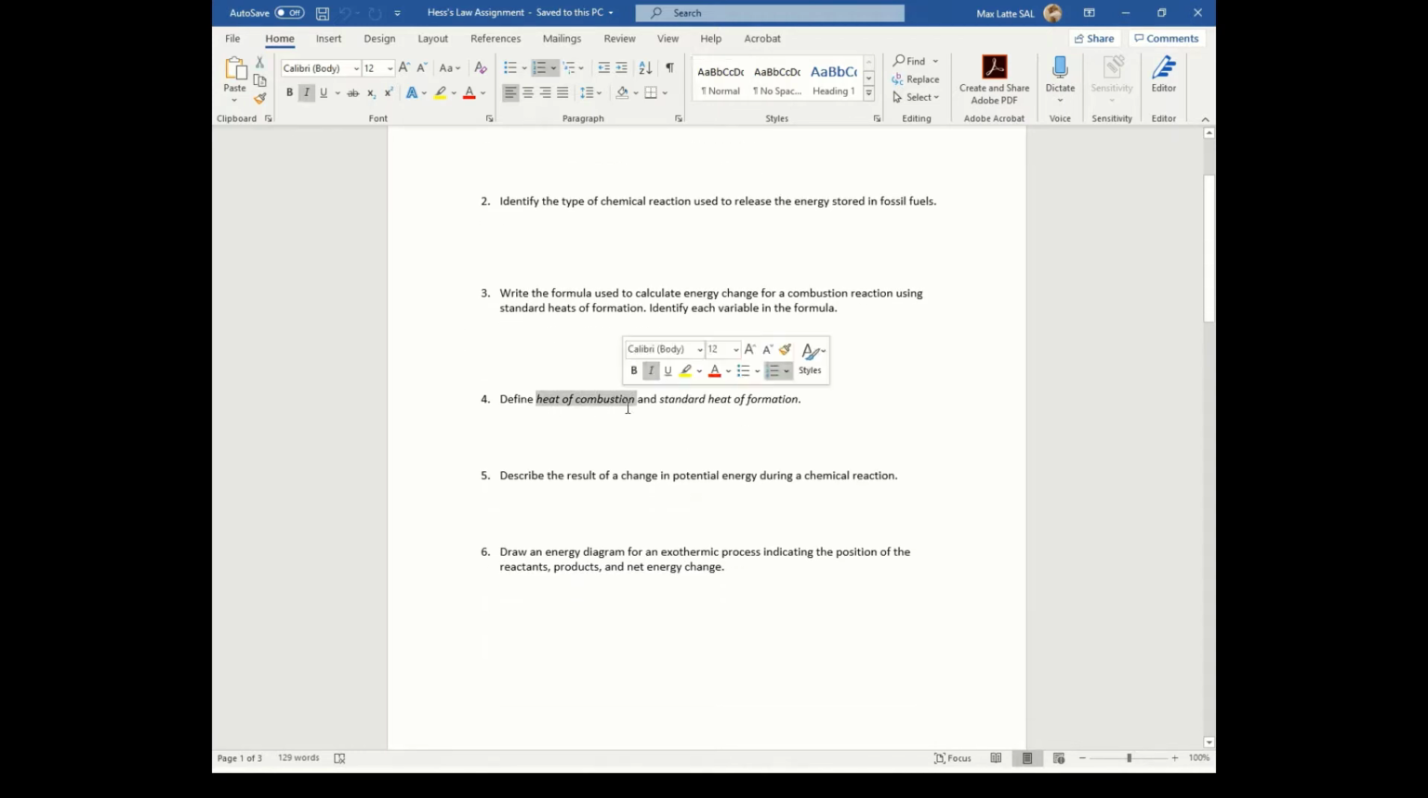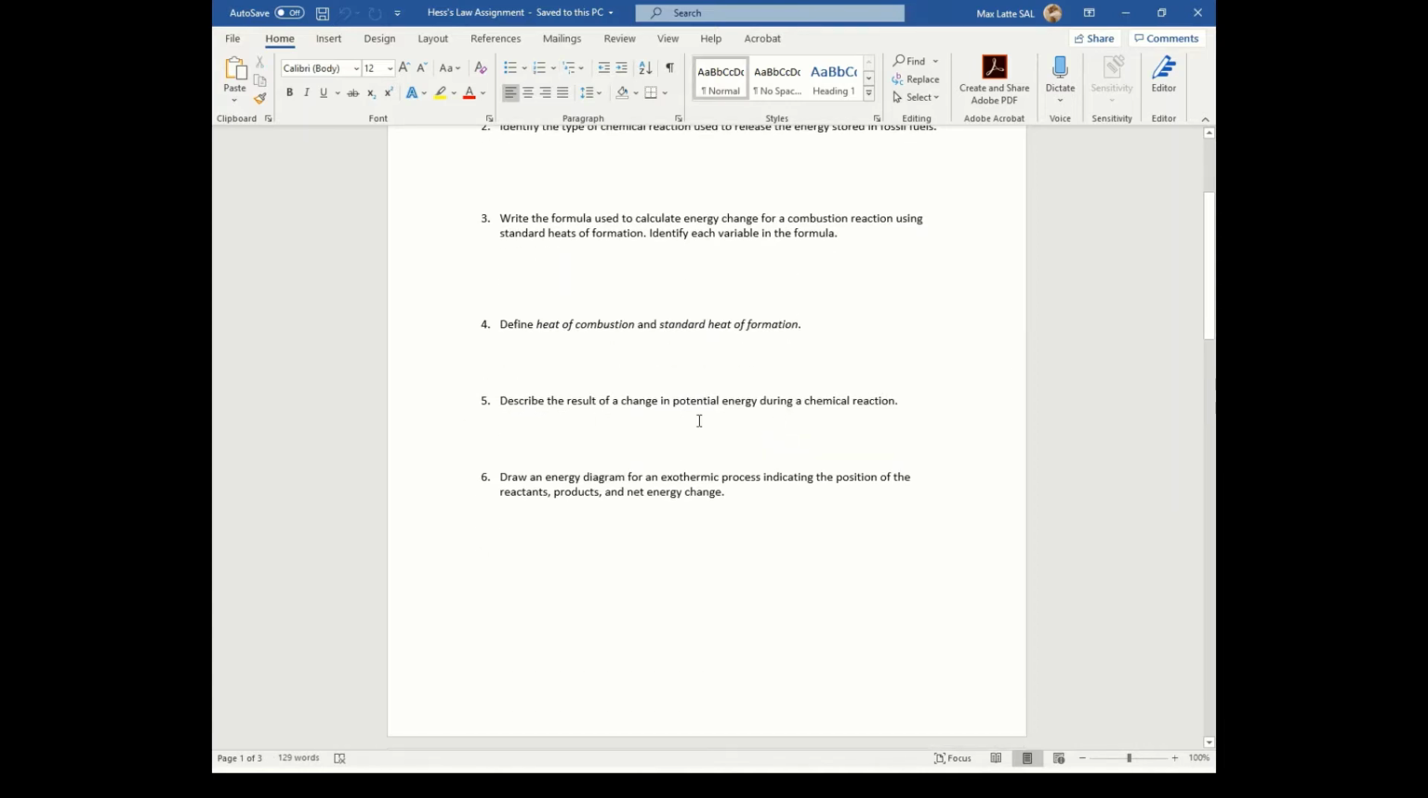Define heat of combustion. So this is heat given off in a combustion reaction where a hydrocarbon reacts with oxygen and makes CO2 and H2O. Standard heat of formation is the heat given off or absorbed in a formation reaction when a compound is formed from elements. Describe the result of a change in potential energy during a chemical reaction. The result of a change in potential energy can give off energy if it's combustion, or it can absorb energy if it's endothermic, but most of the time it's going to give off energy.